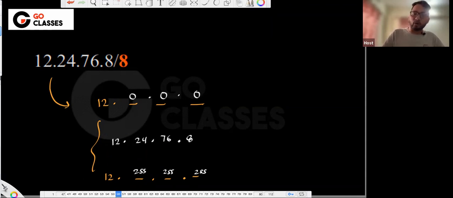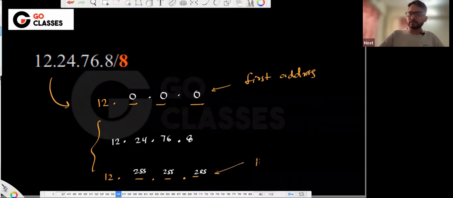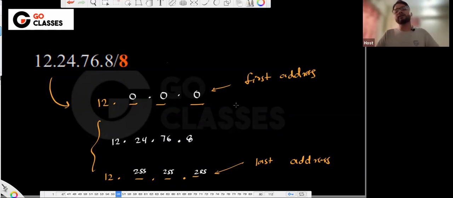So if you change all to zeros, then this is the first address, and this is the last address in this network ID. Okay, I hope you understood. In between, this particular IP address is there. Okay, so given any class earlier, I could have told the first address and last address.